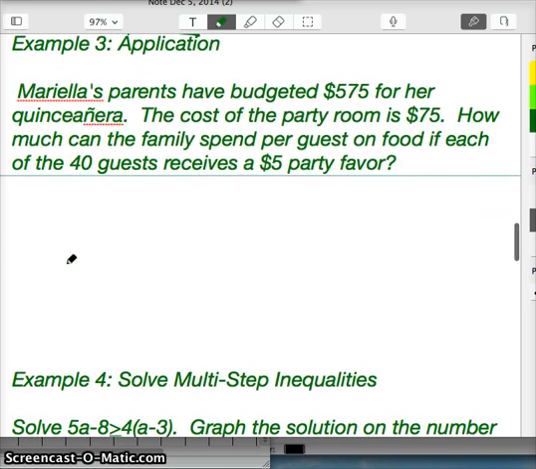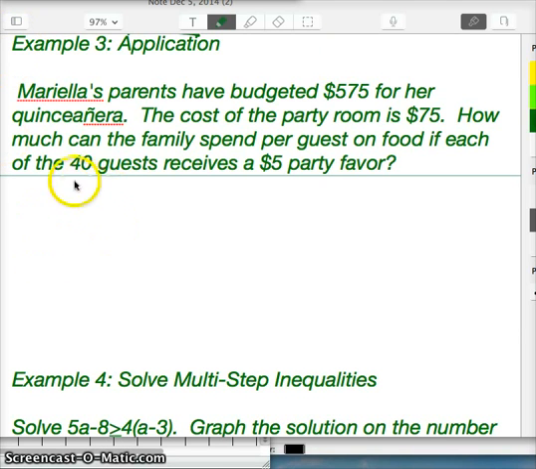In this problem, example 3, we have Mariella, and Mariella's parents have budgeted $575 for her quinceañera. The cost of the party room is $75. How much can the family spend per guest on food if each of the 40 guests receives a $5 party favor? There's a lot going on here. Let's see if we can organize our information.